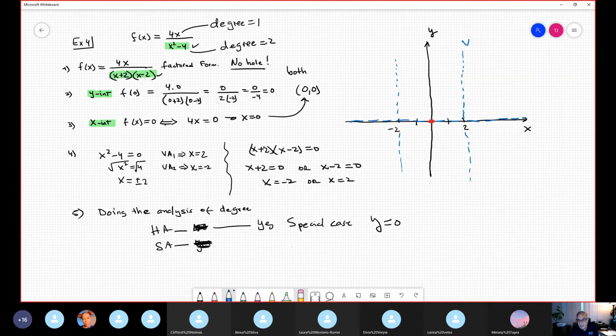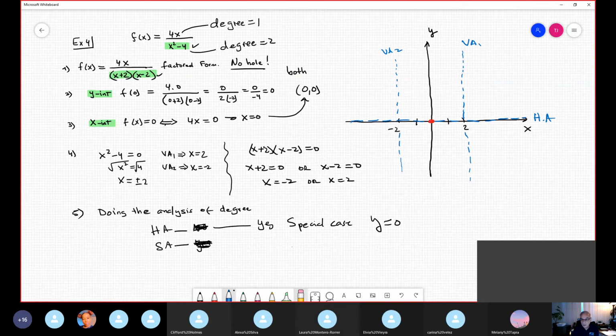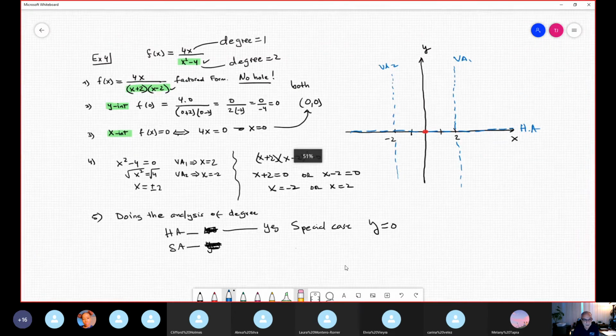This is my vertical asymptote 1. This is my vertical asymptote 2. This is my horizontal asymptote, the only one that I have. Do you see it or not? Yes, I saw. Okay, what is the next step?